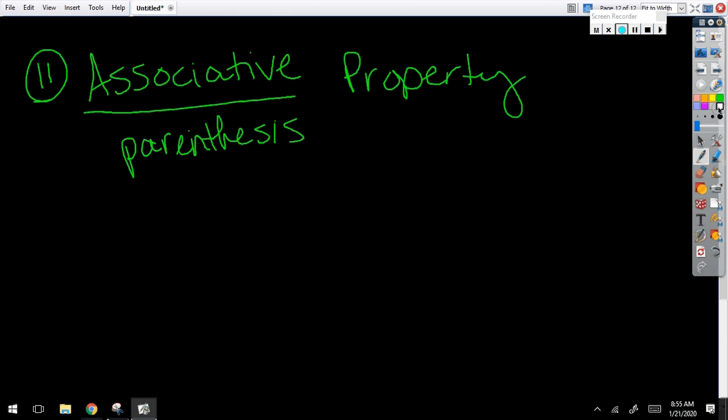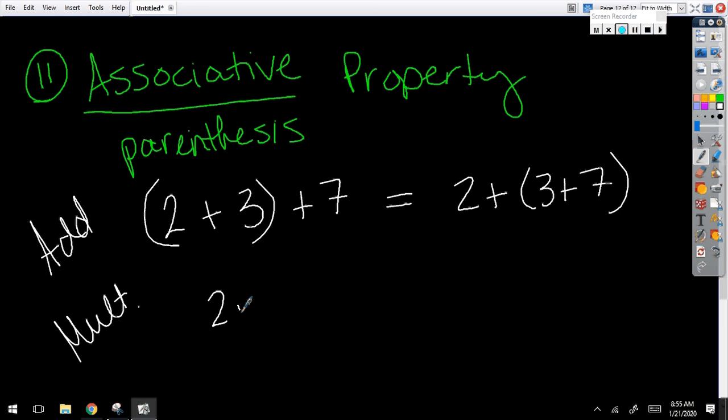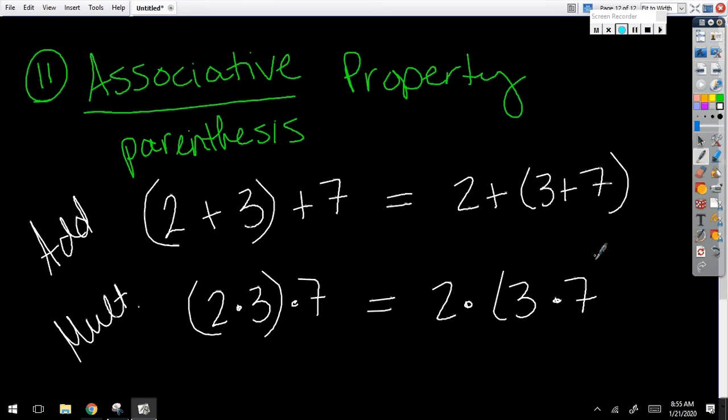So 2 plus 3 plus 7 is the same thing as 2 plus 3 plus 7 with the parentheses moved. As long as that's the only operation you're doing in there, you can move those parentheses around. It goes hand in hand with commutative, because I could add 2 and 3 together first and then add 7, or I could add 3 and 7 together and then add 2. Okay, same thing, that's addition. It also works with multiplication. 2 times 3 times 7 is the same thing as 2 times 3 times 7 regrouped.